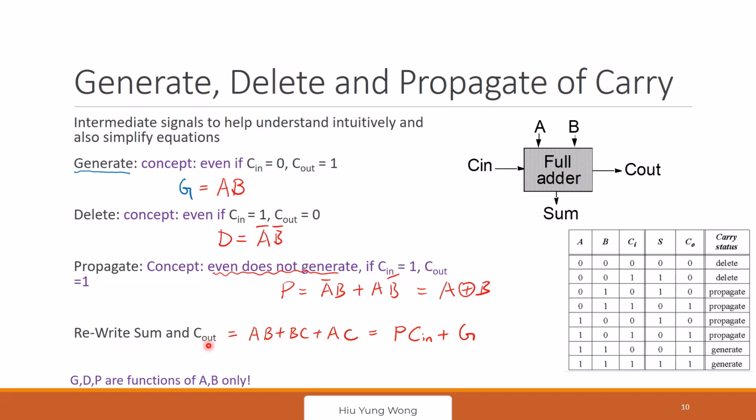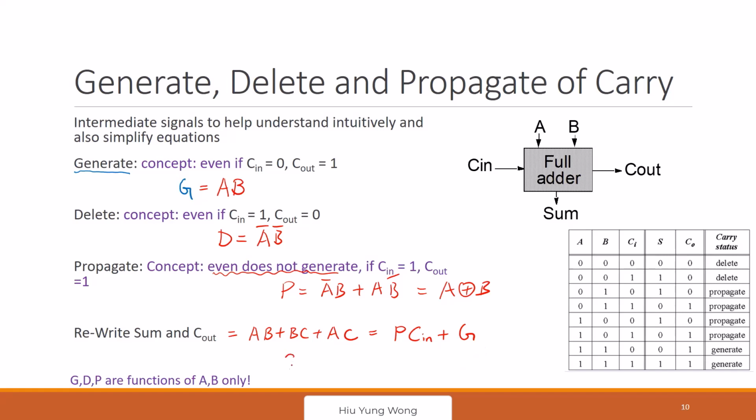How do I get an output? Well, the C in is 1, and I propagate, or I generate. Then, of course, the carry out will be 1, right? So this will have a higher level of meaning, and then you will be able to design your adder or analyze it easier. Make sense?